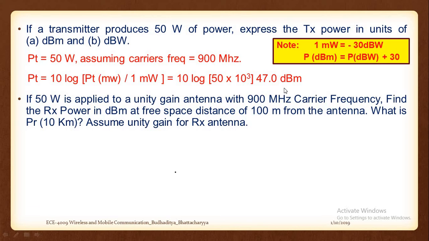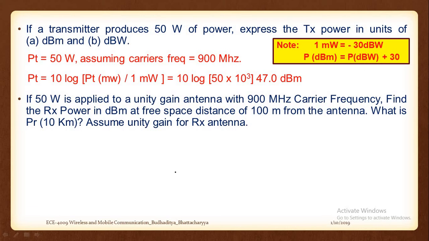Now to convert that, you don't need to calculate anything. Just remember this conversion. 1 milliwatt is equal to minus 30 dB watt, or power in dBm is equal to P in dB watt plus 30. So suppose you have got the answer in dBm, subtract 30 out of it and you will get it in dB watt. This particular expression is very, very important. You will need this during your numericals.